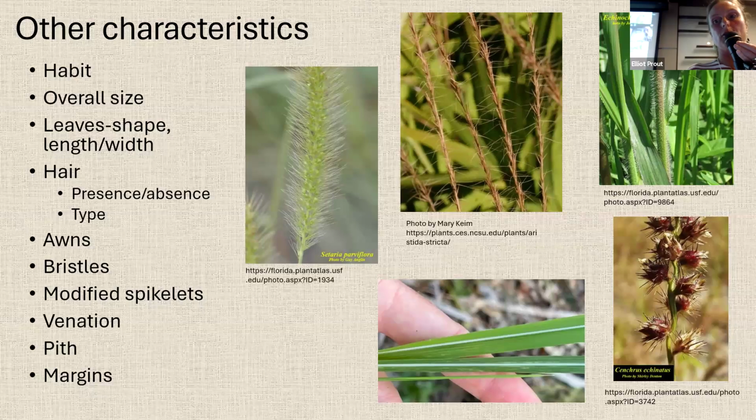So you might have modified spikelets like this Cenchrus right here, right? Those are the spikelets, and they're modified into this burr that sticks on your clothes and pokes you in the skin, right? But it gets it traveling, right? So it's quite a really interesting modification. But within those spikelets are the little florets, right?